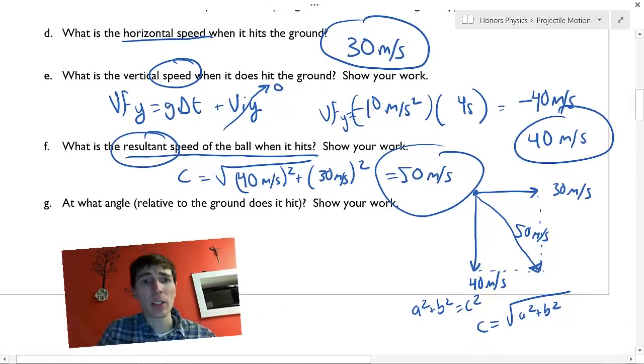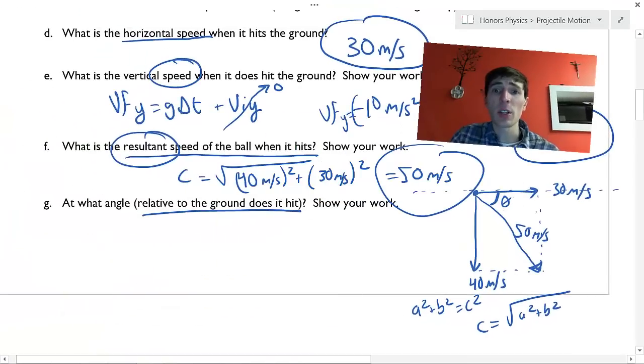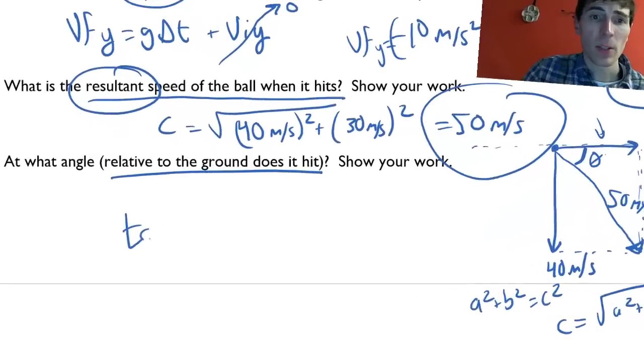The last question says, what angle relative to the ground does it hit? Well, if I look at this, I remember that the ground is actually right along my horizontal. So relative to the ground means from the ground I'm going to draw an angle, and we'll call that angle theta. So my vertical, the opposite of this angle, was our 40 meters per second. The adjacent to this angle is 30. Dealing with opposite and adjacent is tangent, and I need to use the arc tangent to find the angle.